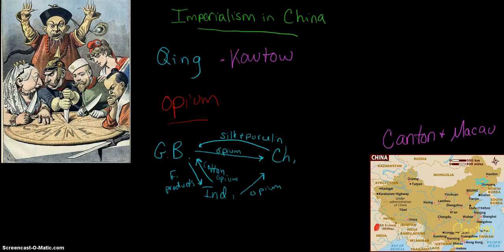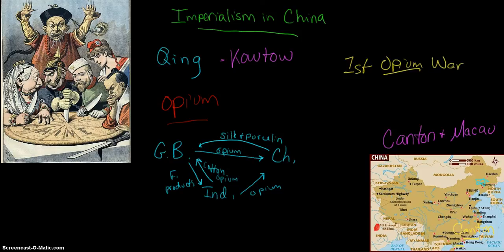So China decides that they don't want to trade for opium anymore. They burn a lot of the warehouses full of opium, and Great Britain's not too happy about this. And this leads to a bit of a war. It's not a hard name to remember. It's called the First Opium War, because it was a war fought over this trade of opium.